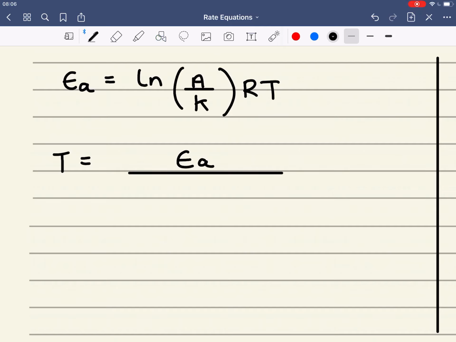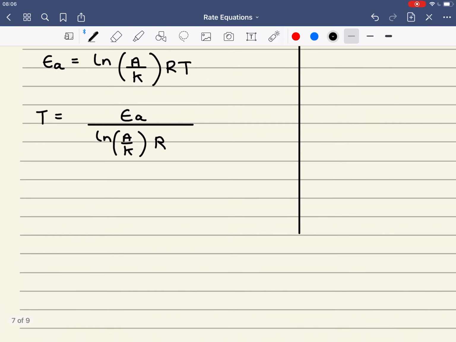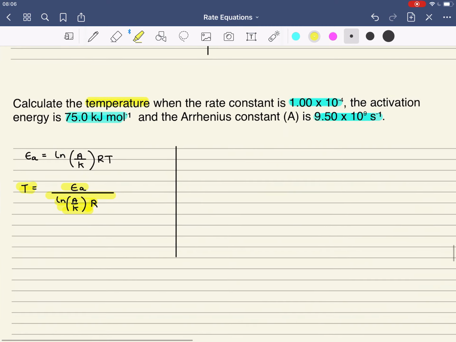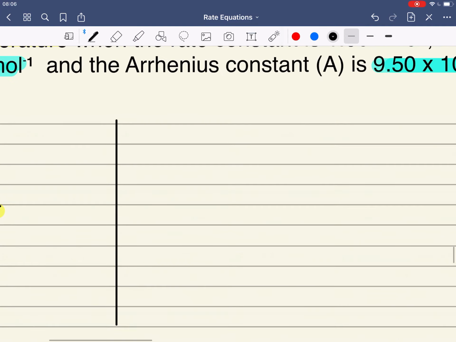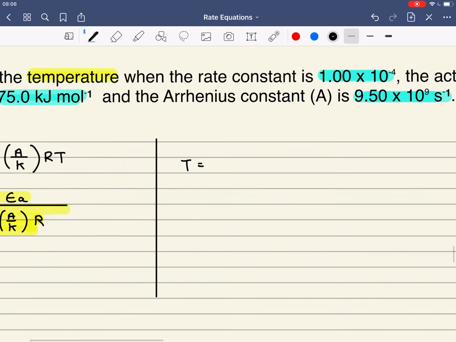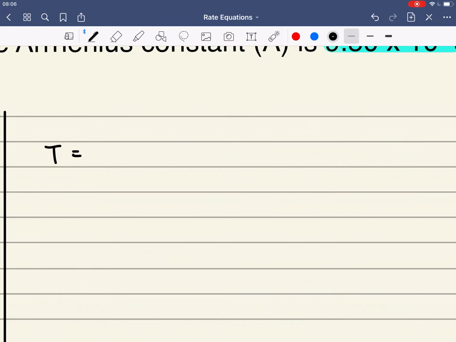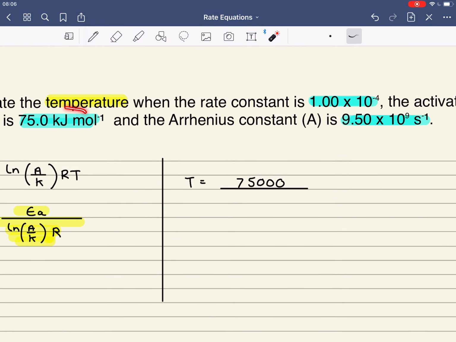K times R. So T then will be equal to EA divided by ln A over K times R. And that there is my rearranged equation there to get T. And if we plug the numbers in then, we would see that T is equal to, the activation energy is now 75,000. So we do have to remember that this is given in kilojoules per mole, but it should be in joules per mole when we put it into the Arrhenius equation.